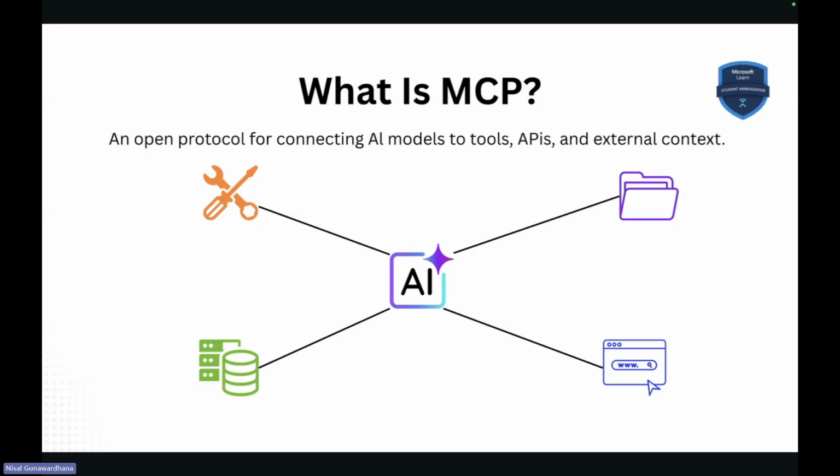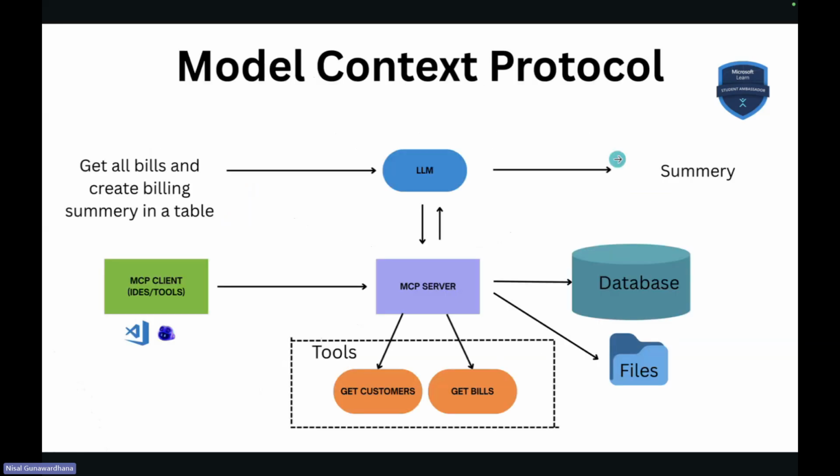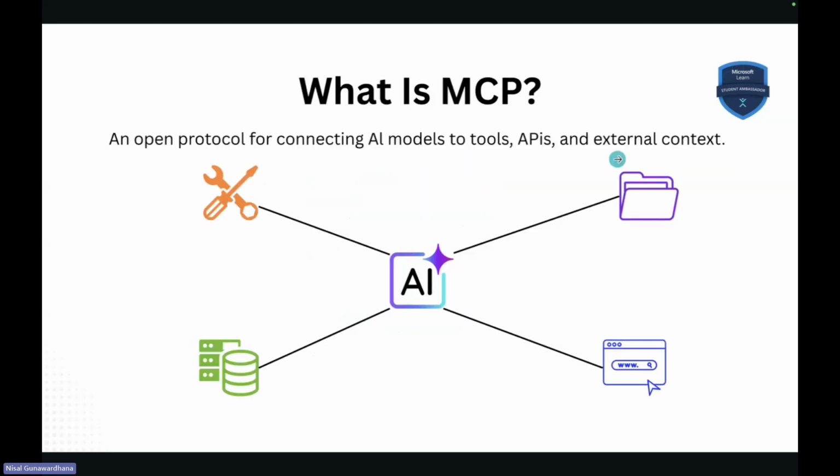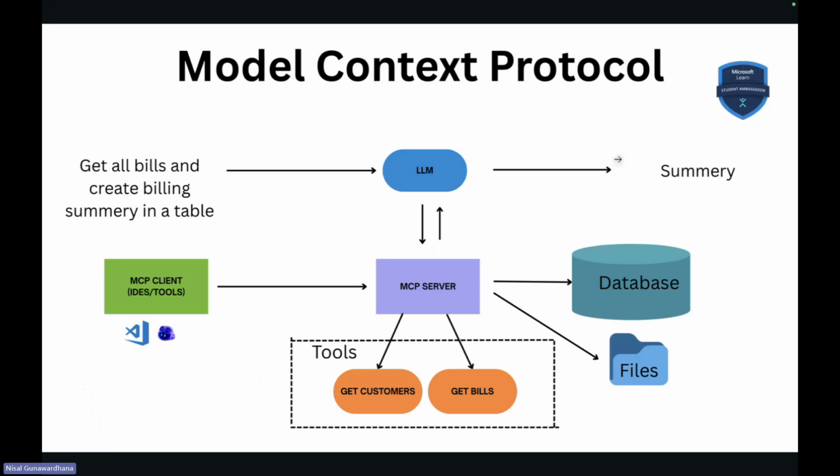MCP, an open protocol, is a protocol for connecting AI models to tools, APIs, and external context. Basically, this is the idea of what MCP is. So again, I am going to ask the same questions of another agent with MCP. Previously, we talked about without MCP. Now I'm going to ask these same questions of the MCP agent.